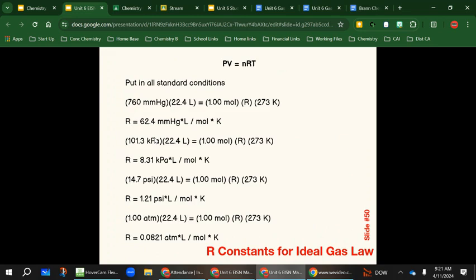But what we could do is put in a different unit of pressure. The volume wouldn't change. The moles wouldn't change. The temperature wouldn't change. But the R value would. Now you're sitting there going, wait a minute, you just told me R was a true constant. How can it change?